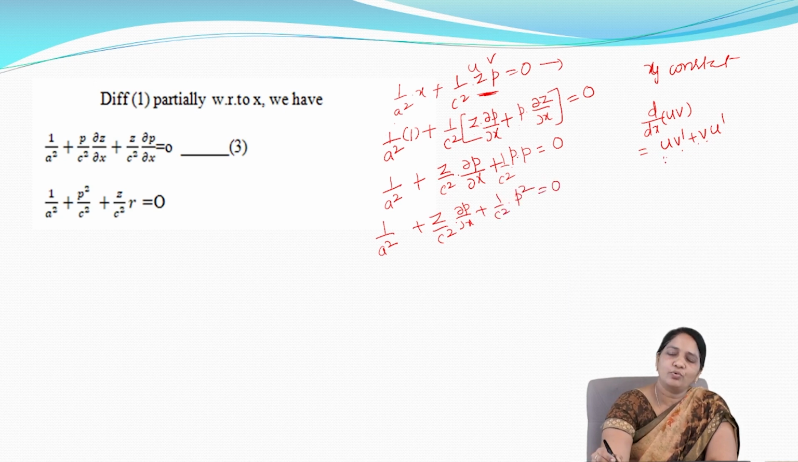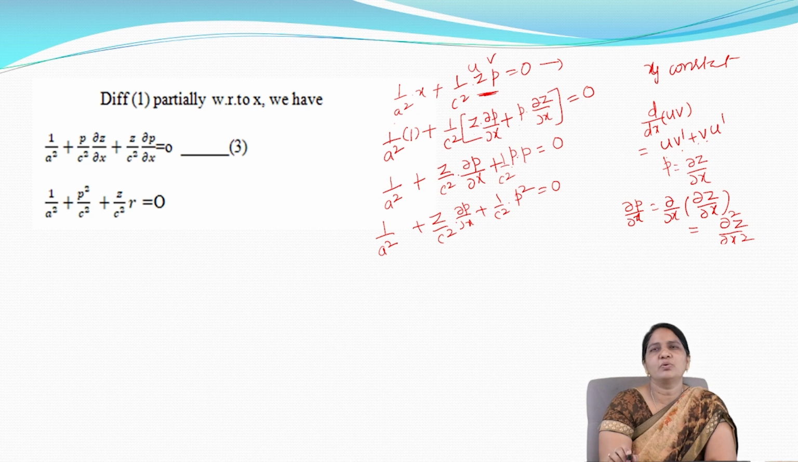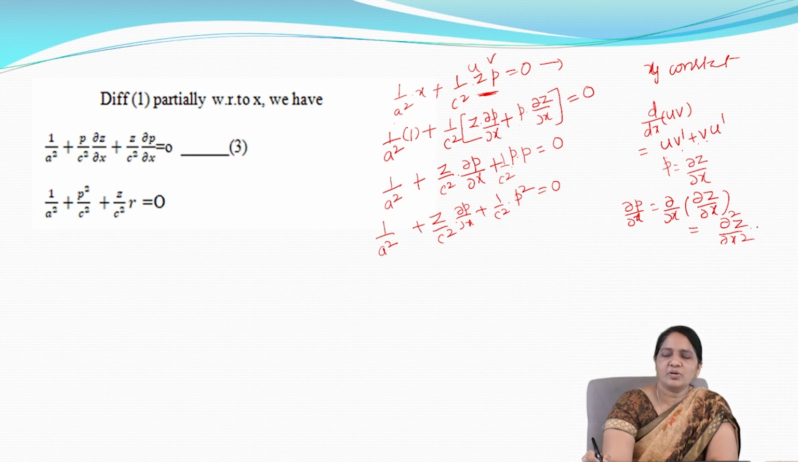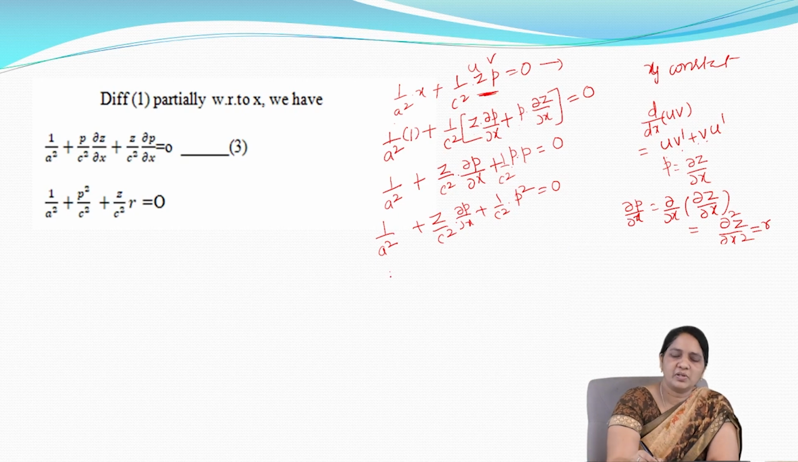So already I know p equal to dou z by dou x, right? So what about this one? Dou p by dou x means I can write dou by dou x of dou z by dou x, nothing but dou square z by dou x square. So I can write this value as dou square z by dou x square. What is dou square z by dou x square? Already we know the notation, that is r. So I am going to replace that.